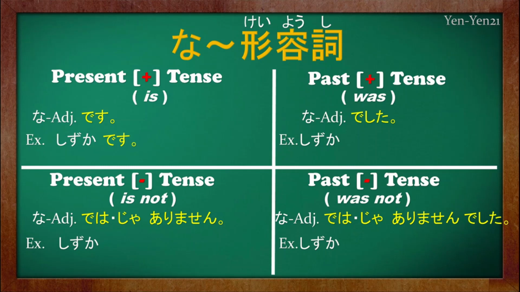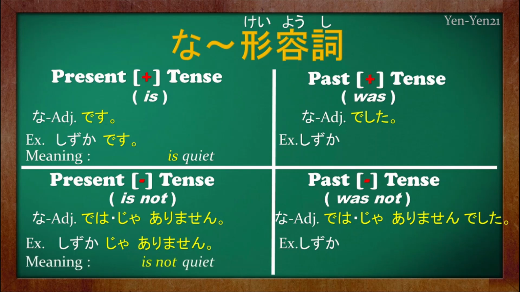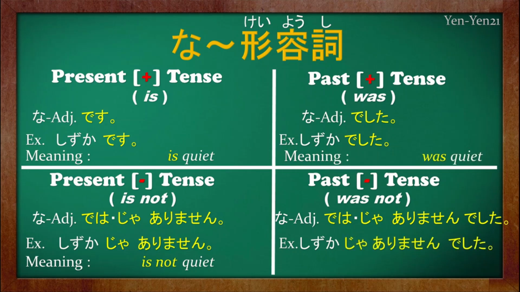静かです. That means, is quiet. 静かじゃありません. That means, is not quiet. 静かでした. That means, was quiet. 静かじゃありませんでした. That means, was not quiet.